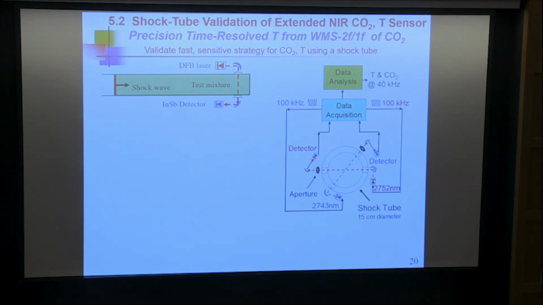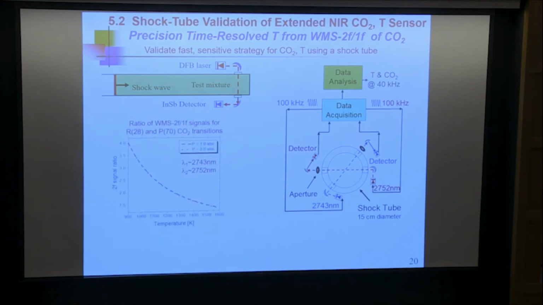And now we're going to use WMS. Okay, we're going to modulate at 100 kilohertz. Two lasers. So there's a laser here and a laser here. So we picked these two colors, 2.74, 2.75. That's when we were using the 2.7 micron band, which is a good band. Not as good as 4 microns, but it's good. And we modulate them and we do WMS. And then we do the data analysis at 4 kilohertz.